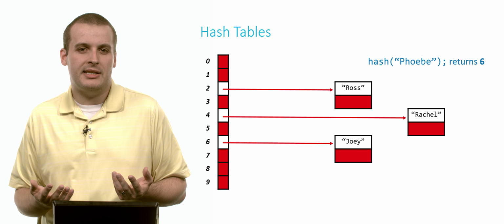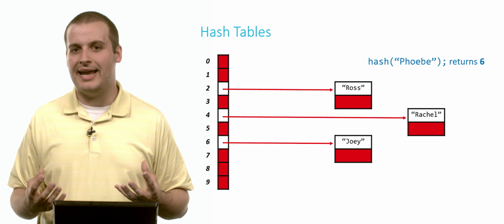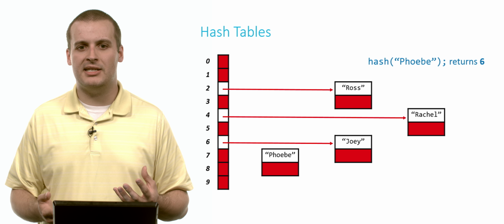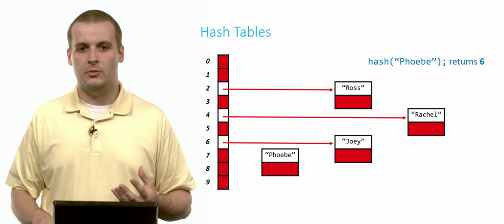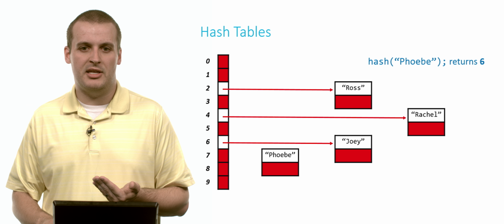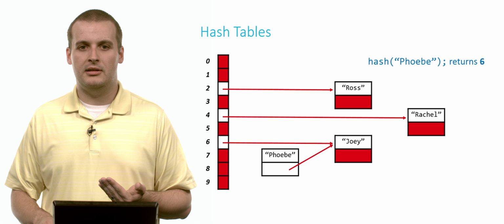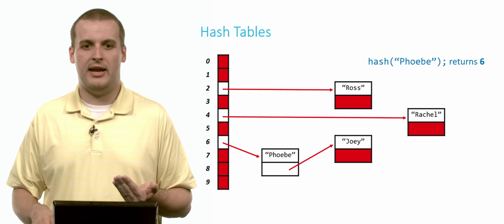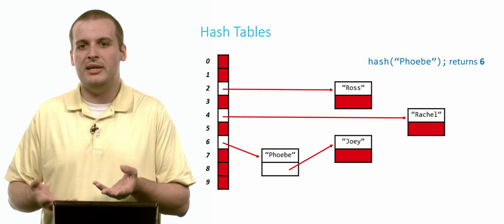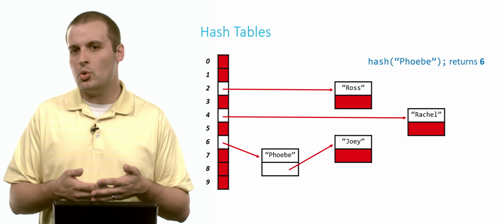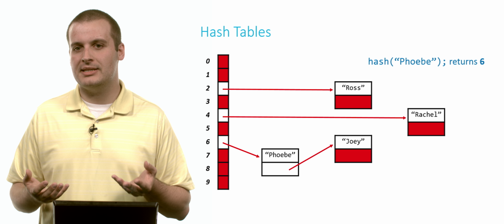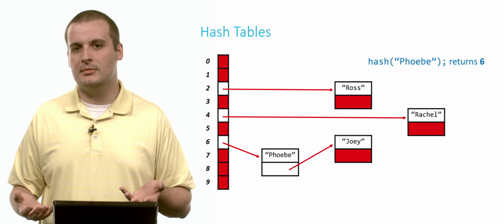But what if we just treat this the same way, right? It's just like adding an element to the head of a linked list. Let's just malloc space for Phoebe. We'll say Phoebe's next pointer points to the old head of the linked list, and then 6 just points to the new head of the linked list. And now, look, we've chained Phoebe in. We can now store 2 elements with hash code 6, and we didn't have any problems. That's pretty much all there is to chaining.